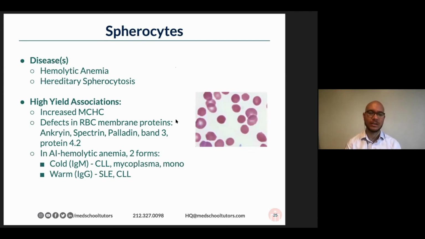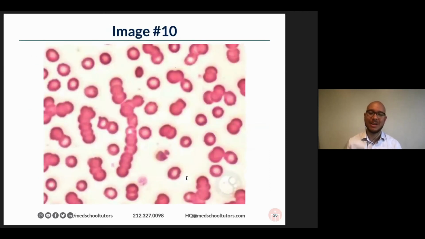All right, beautiful. Next, we go to this image, which some folks have already been putting into the chat and other peripheral smears. Yes, the classic poker chips, the red blood cells stacked like poker chips. And you all are correctly pointing out that this is rouleau. These are rouleau formations. That's absolutely right, rouleau.